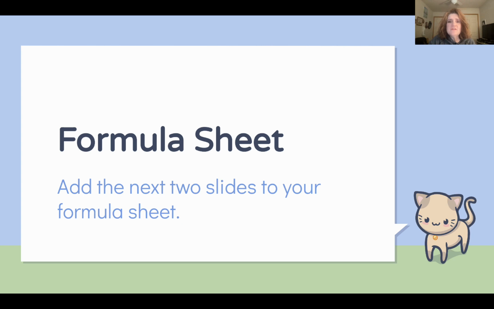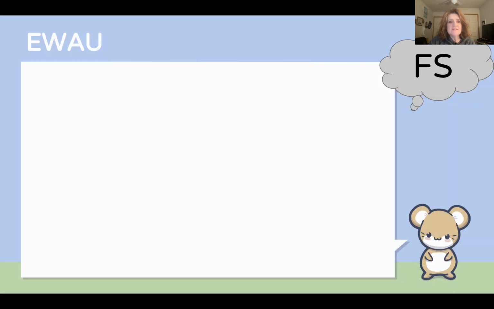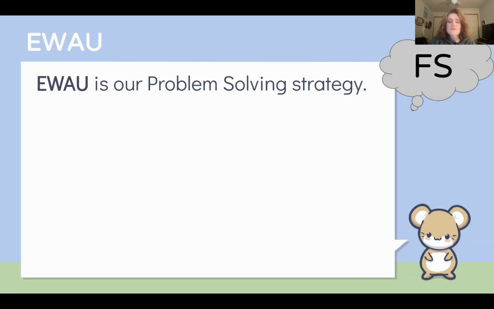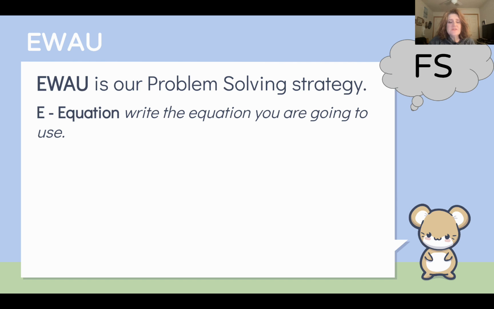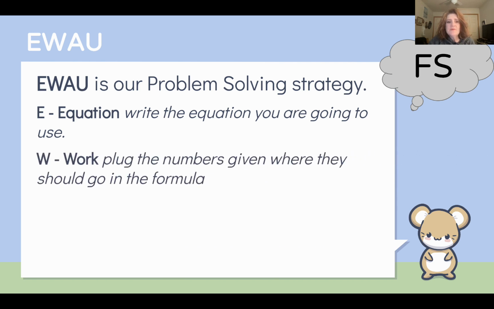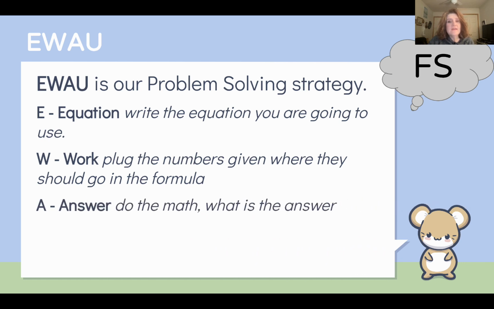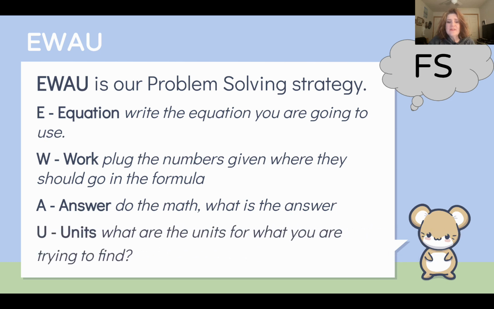On your formula sheet, you're going to want to add the next 2 slides. First is our problem-solving strategy called EWA, Equation Work Answer Units. E is the equation. We want you to write the equation that you're going to use. W is the work. Plug the numbers in to where they're given in the formula. A is the answer, meaning do the math. And U is the units. Units are important. We need to know what is being measured and how it's being measured.